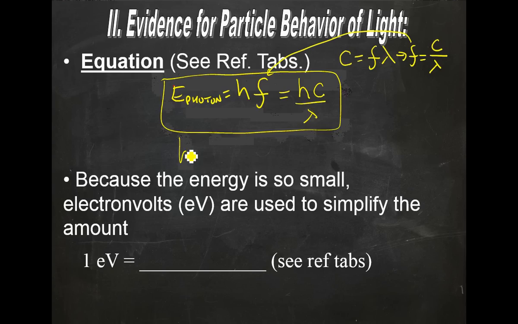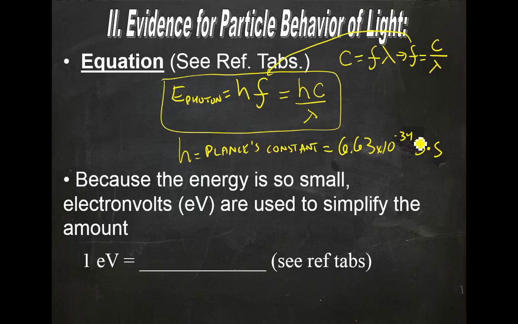Now h is a constant, and it's called Planck's constant, and like all constants, the value can be found on the front of your reference tables under the physical constants section, and that value is equal to 6.63 times 10 to the negative 34 joule seconds. Notice that's a very, very small number.